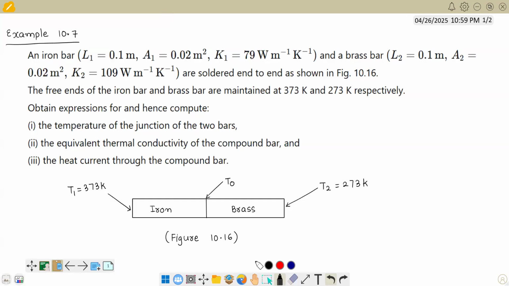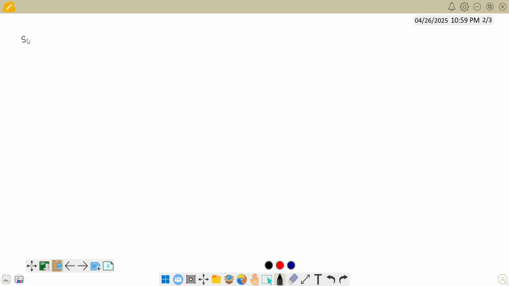Hello student, the question says an iron bar L1 equals 0.1 meter, A1, K1, and a brass bar L2, A2, K2 are soldered end to end as shown in figure 10.16. The free ends of the iron bar and brass bar are maintained at 373 and 273 Kelvin. Obtain the expressions and hence compute the temperature of the junction of the two bars, the equivalent thermal conductivity of the compound bar, and we need to find the heat current through the compound bar. First, let us try to find a general one, then we'll solve it.